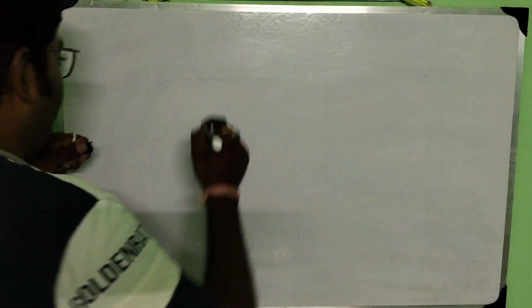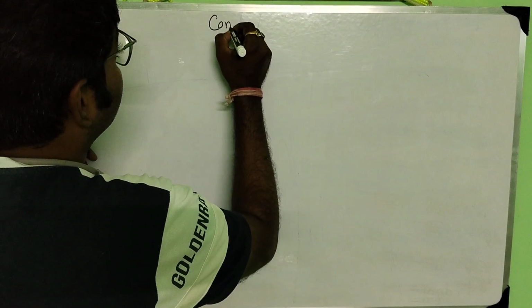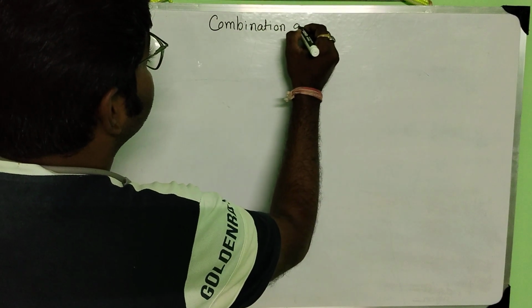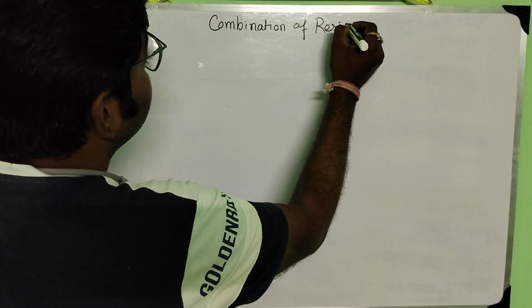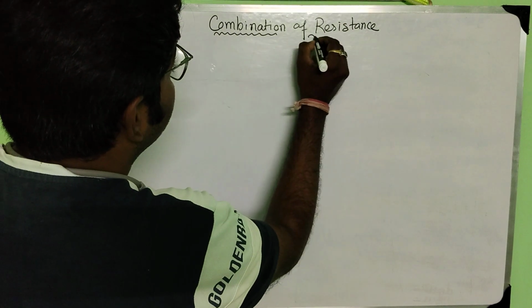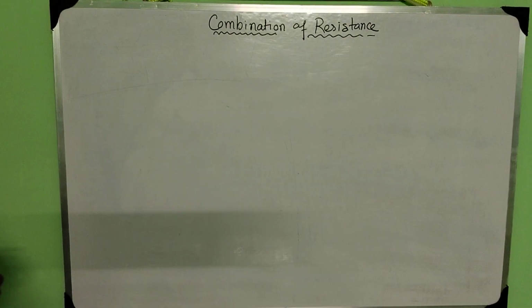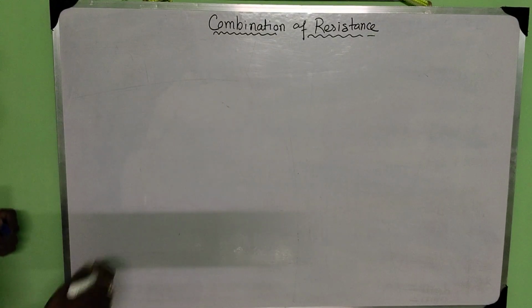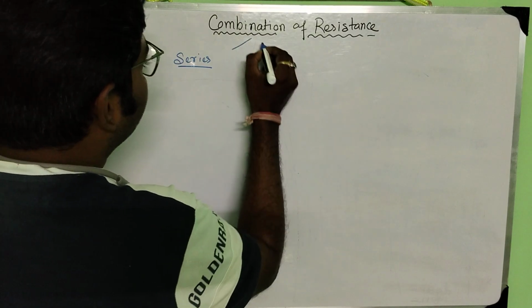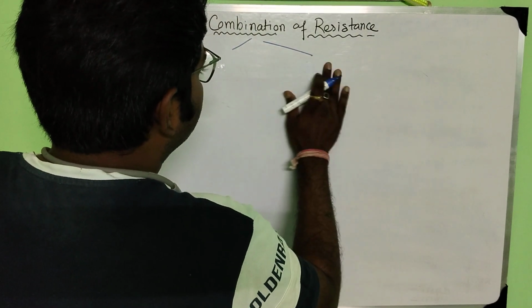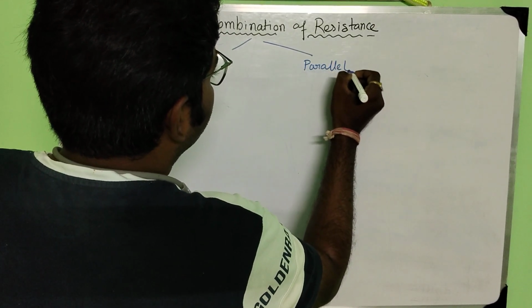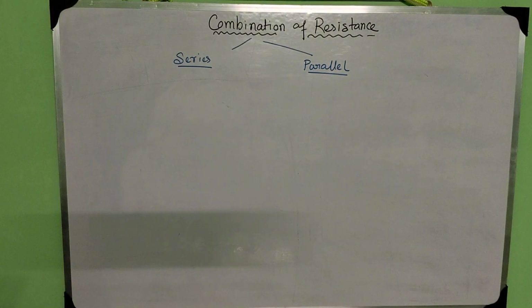So we will start with combination of resistance. We have two kinds of combination. One is series, another one is parallel.